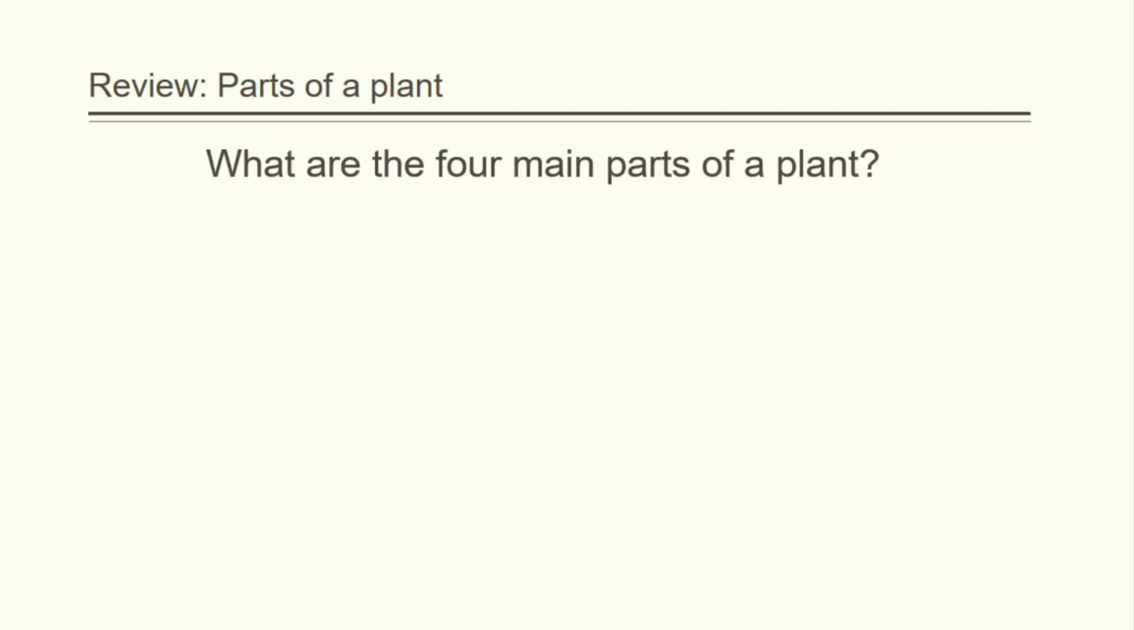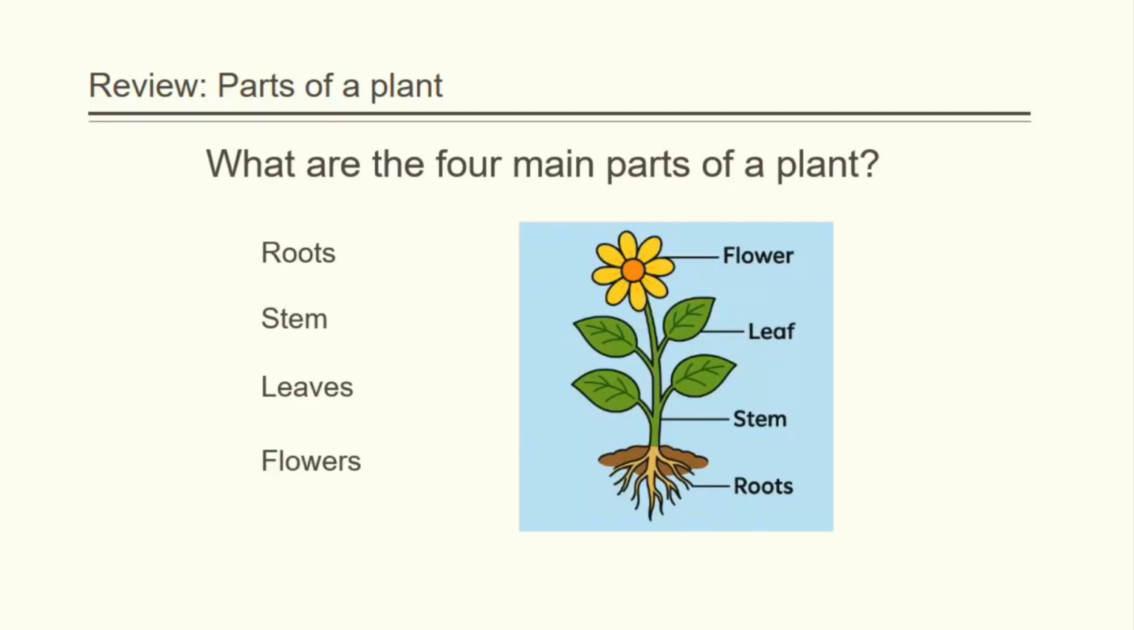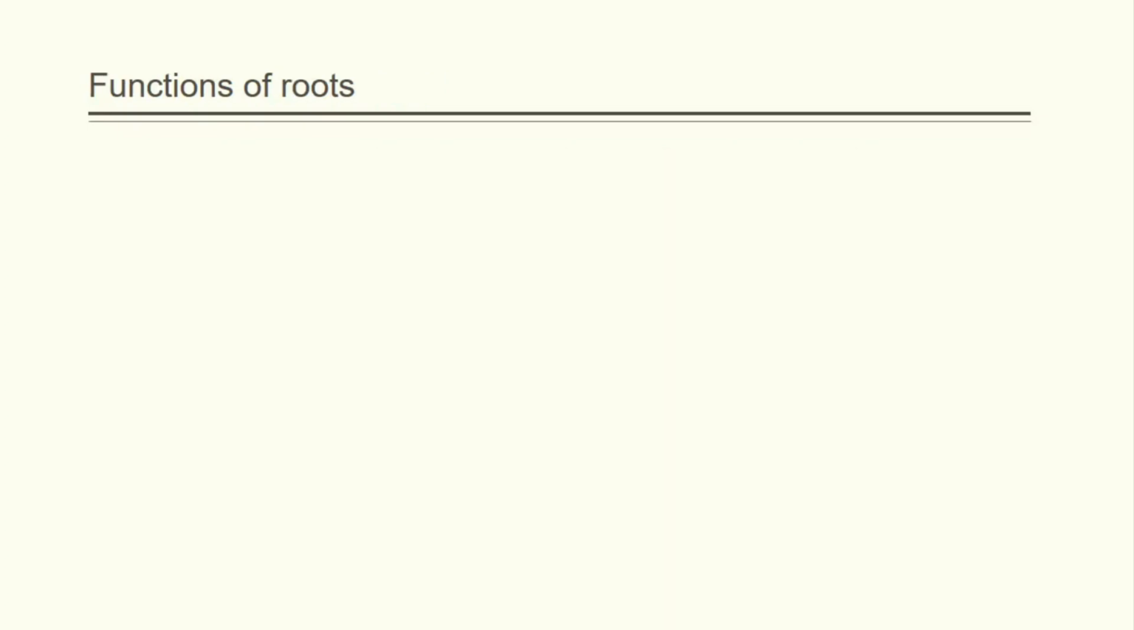So who remembers the parts of a plant? What are the four main parts of a plant? The four main parts of a plant are roots, stem, leaves, and flowers. So you have the roots, you have the stem, you have the leaf, and the flower. Let's look at the roots. What are the functions of the roots? What do roots do?